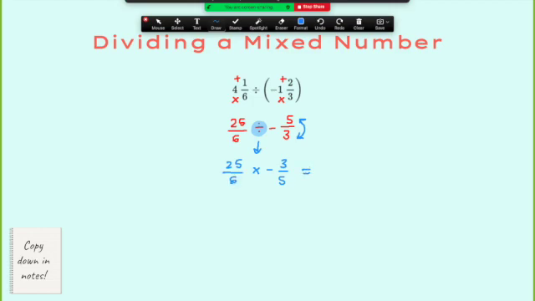After that, I'm just combining my fractions together. Or actually, before that, I can simplify. Right here, I do have a 5 and a 25. I know that both numbers can be divided by 5. So I'll start off with that first. I'll divide both numbers by 5. 25 divided by 5 equals 5. 5 divided by 5 equals 1.